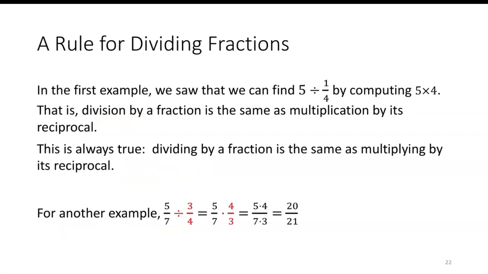Alright, so a rule for dividing fractions. In the first example, we saw that we could find 5 divided by 4 by computing 5 times 1/4. That is, division by a fraction is the same as multiplication by its reciprocal. This is always true. Dividing by a fraction is the same as multiplying by the reciprocal of the divisor. So 5/7 divided by 3/4 is the same thing as 5/7 times 4/3. That gives you 5 times 4 over 7 times 3, or 20/21.